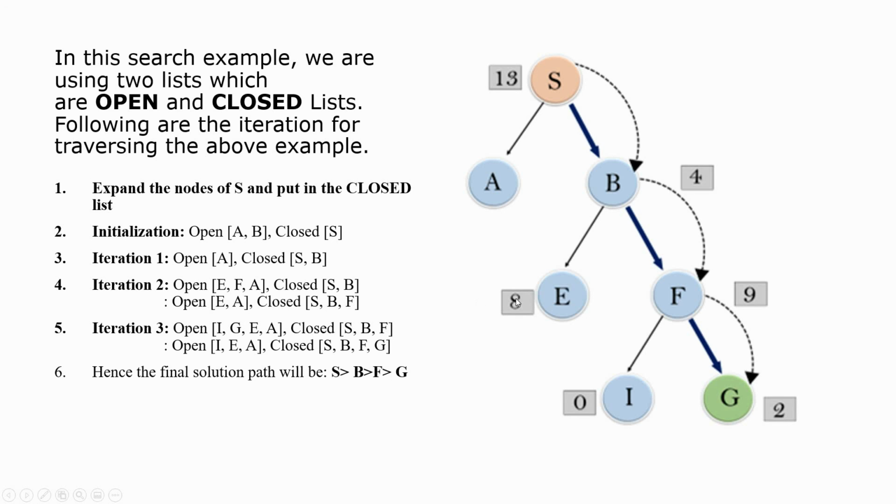In the next iteration, we will choose the successors of F, which will be G and I. In this case, since G is our goal node, when the goal node is located in the open list, it will automatically be put into the closed list, and then this will end the iteration. We terminate the program. Once the iteration has ended, the final solution path will be decided based on the closed list. In this case, it will be S, B, F, G. So this is how you do best first search.